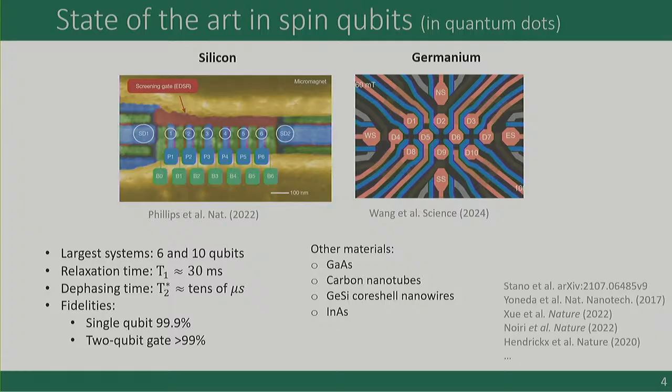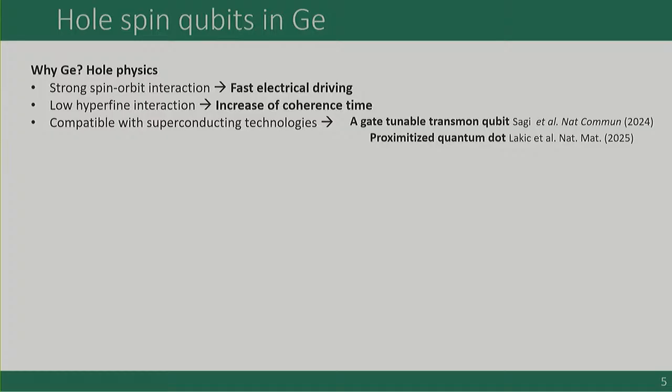And the relaxation times are about 30 milliseconds, the dephasing times a few to tens of microseconds, and they have great fidelities in order to start trying to do some computations. Today in particular, we will focus on germanium. What is special about it? Well, first of all, in germanium, we don't have electrons, but we have holes. And that brings good properties for our spin qubits. First of all, it has a strong spin-orbit interaction, what means that we can have a fast electrical control. Also, it has low hyperfine interaction, and that means that the coherence times will be longer.